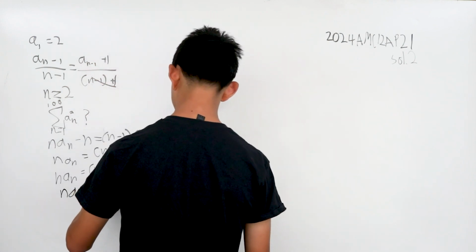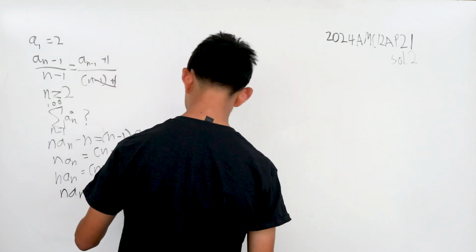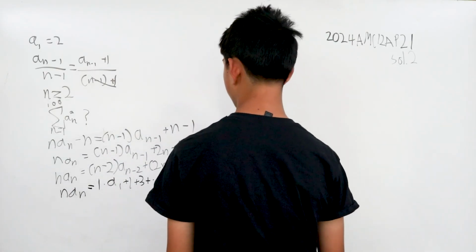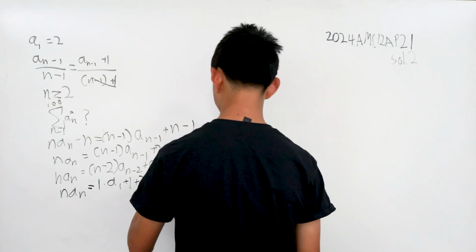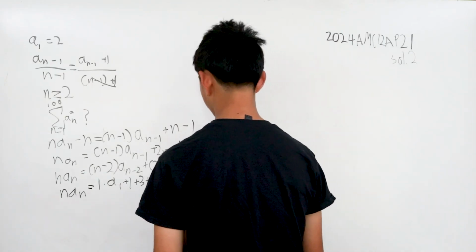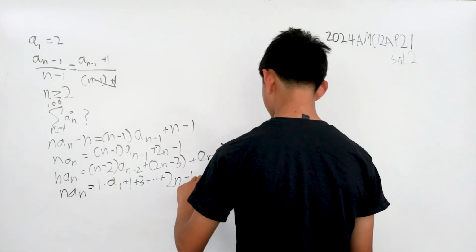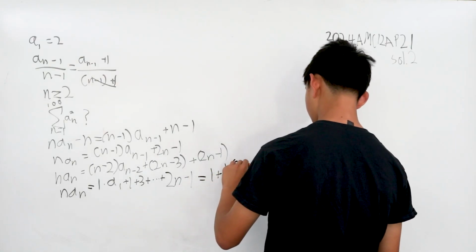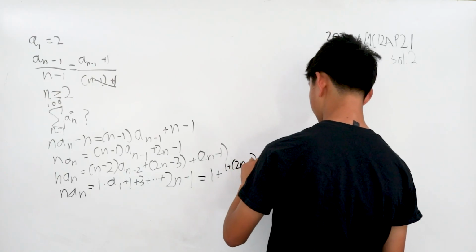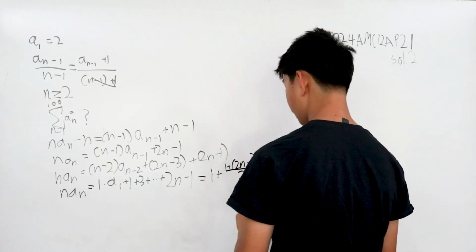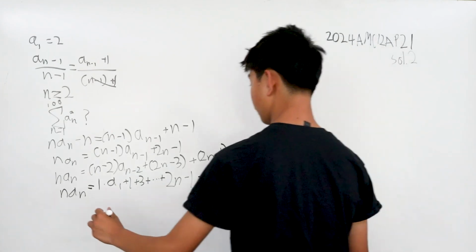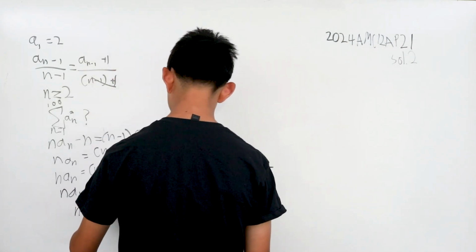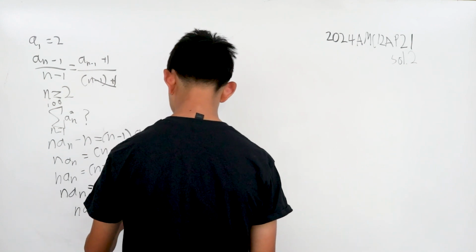1 times a_1 plus 1 plus 3, and then dot dot dot all of this all the way to this term 2n minus 1, assuming all values for n. This is then 1 plus (2n minus 1) times n over 2, or when simplified, n a_n is n squared plus 1.